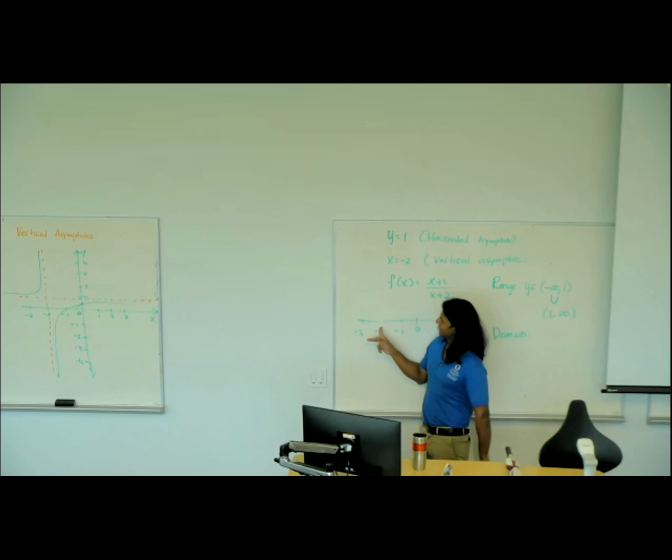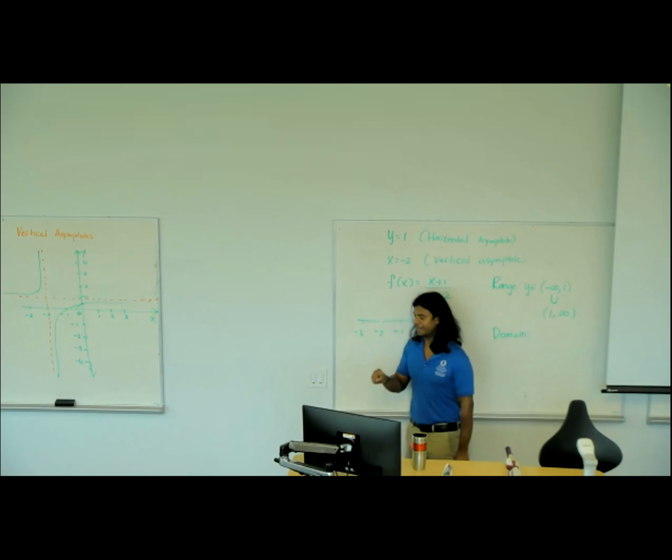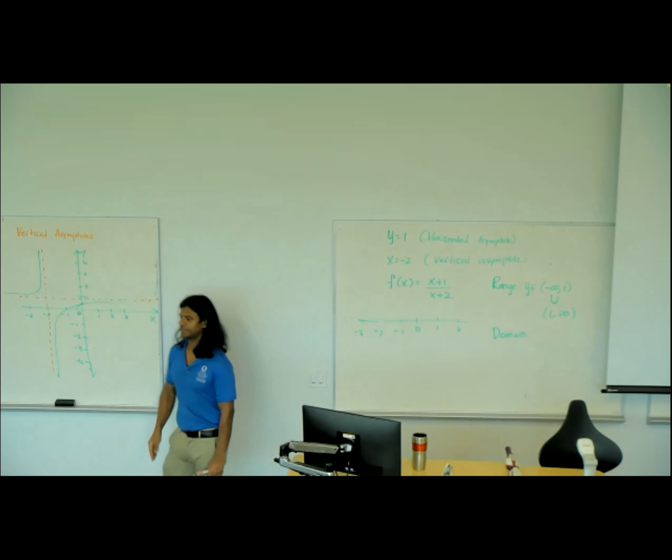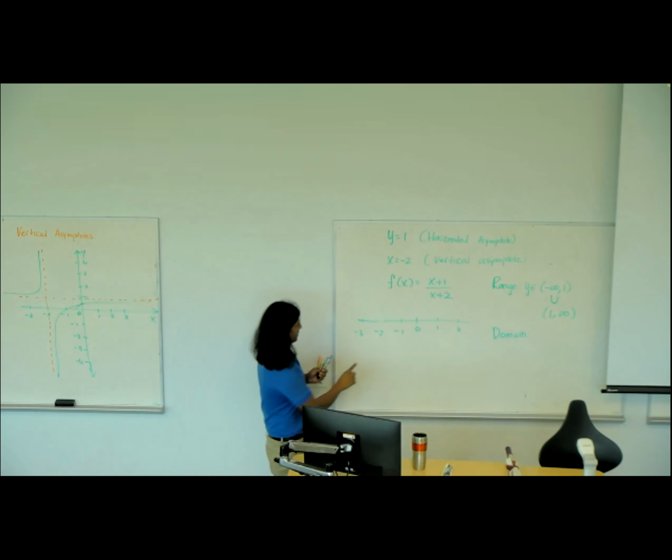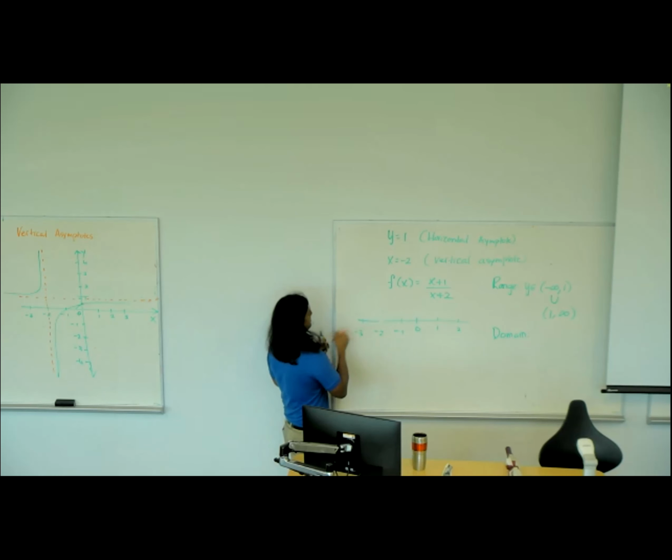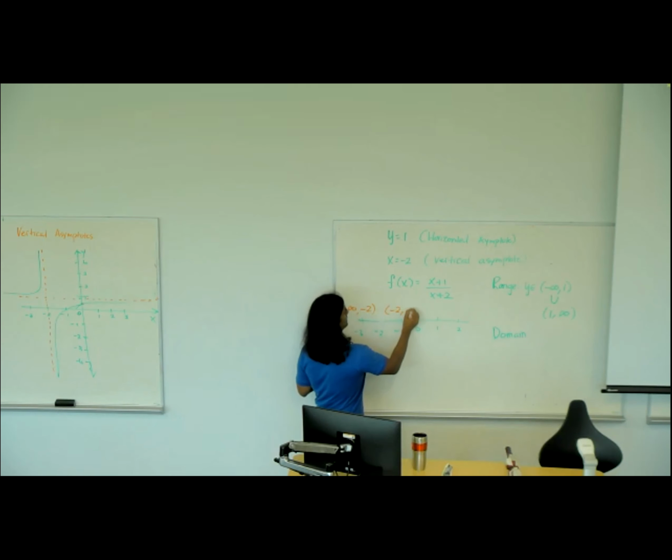Exclude x is equal to negative 2, right? Because that value cannot be put in the function, you get division by zero. So we've got to exclude that. It can't be a part of the domain. So negative infinity all the way up to negative 2, but it cannot equal negative 2. Where does the line start? Start at negative 2 all the way to positive infinity. Cannot equal that value. What goes in the middle?